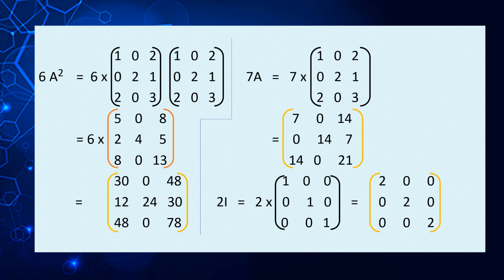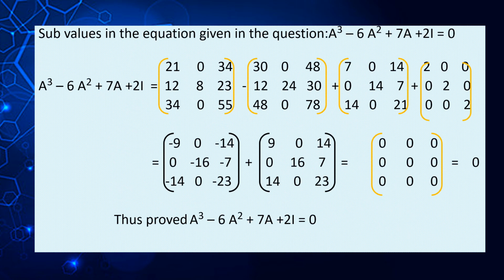Now substitute the value of each and every term, A cube, 6A square, 7A, 2I, into the equation given in the question. That is A cube minus 6A square plus 7A plus 2I is equal to, first one A cube is this value, minus 6A square we have found in the previous part, and 7A we have found in the previous part, and we have substituted all the values which we have found in the previous part, which would give us the value.